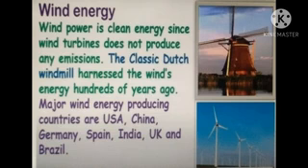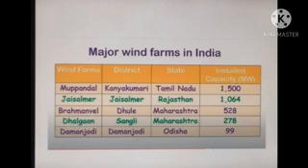And the next one is wind energy. Wind energy is the cleanest energy and does not produce any emissions. In recent years, wind energy has become one of the most economical renewable energy technologies. The classic Dutch windmill harnessed the wind's energy hundreds of years ago. Modern wind turbines with 3 blades dot the landscape today, turning wind into electricity. Major wind energy producing countries are the United States, China, Germany, Spain, India and the United Kingdom, and also Canada and Brazil.